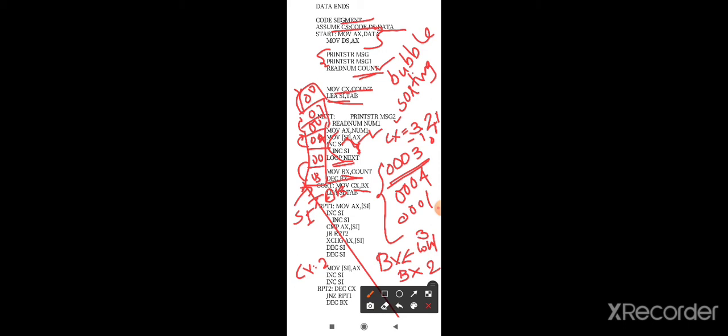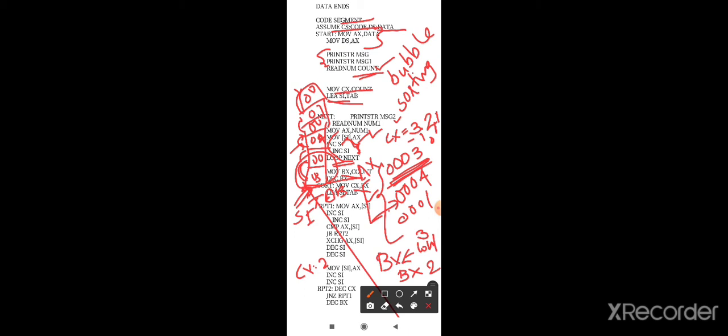Then LEA SI, tab. Again SI points to the initial location of the tab. Then what will be performed first? The SI content will be moved to AX. What is the SI content? 003. That will be moved to the AX register, and SI will be incremented by twice. Then compare AX with SI. Now SI points to 004, the second number. So these two will be compared.